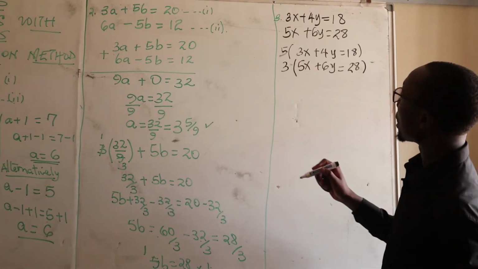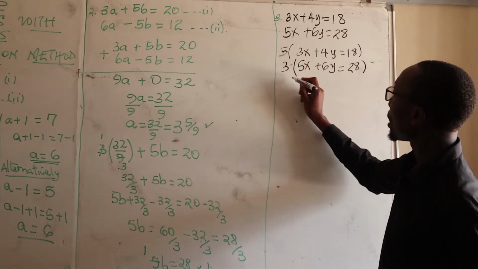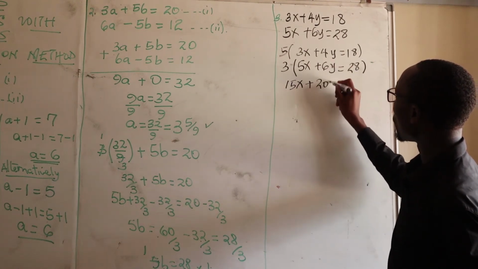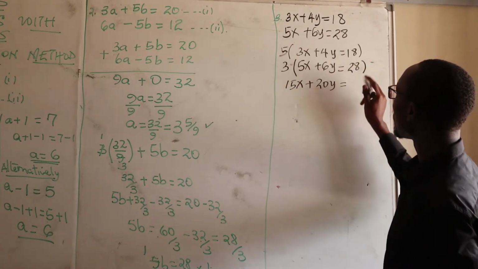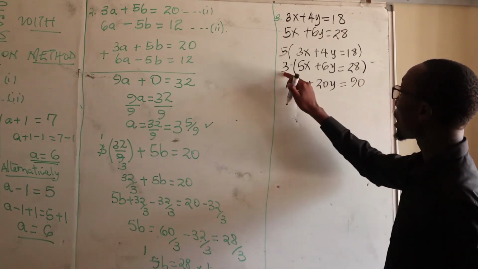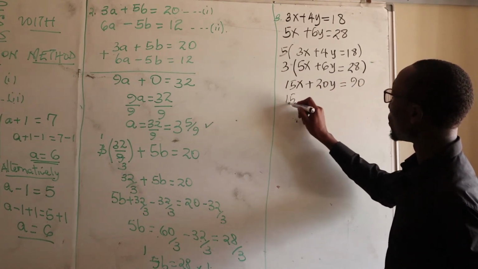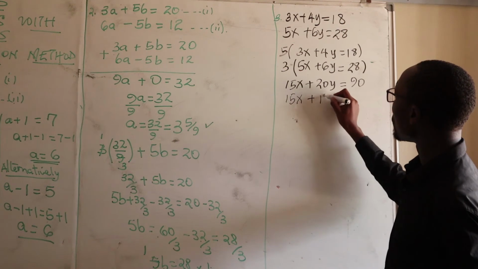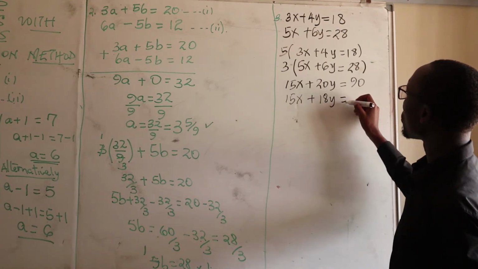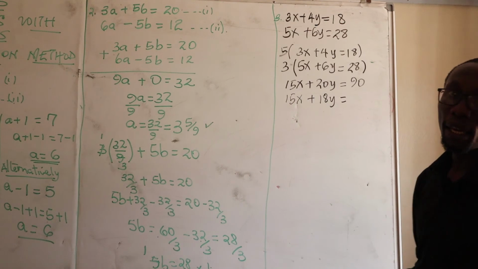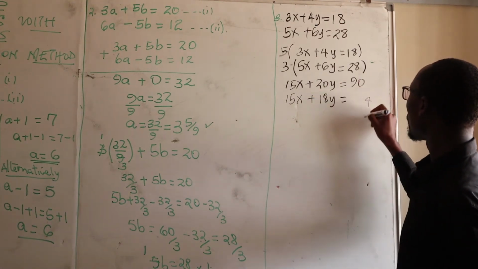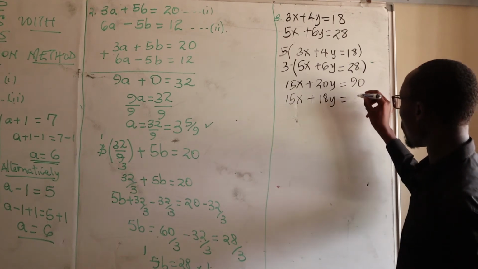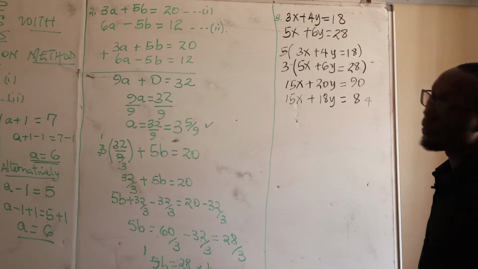And so in that case, the result shall be 5 times 3, which gives you 15x, and then plus 5 times 4y, which gives you 20y. This will be equals to 5 times 18, which gives you 90. Then 3 times 5x will give you 15x, and then plus 3 times 6y, that will give you 18y, and then this will be equals to 28 times 3. You multiply by 3, that will give you 4, because 3 times 8 is 24, you carry 2, then 6 plus 2 gives you 84. And so there you shall have 84.